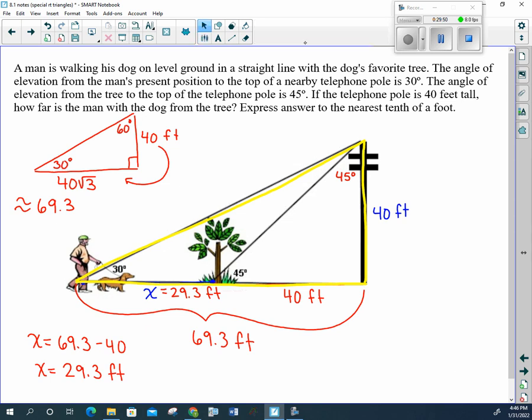Okay, we're done. That's our special triangles. 30, 60, 90s, 45, 45s. Just make sure you know what ratio you need and whether you're multiplying or dividing.